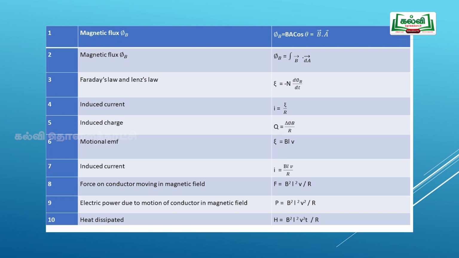Once you have EMF, it is easy for you to find current. It is voltage by resistance according to Ohm's law. So, xi by R, that is the next one. The fourth one is charge. How to find the charge? Again, go back to the first. What is xi? d phi B by dt. What do you want? Charge. What is charge? I is equal to dq by dt. So, dq is equal to I dt. What is I? I is xi by R. So, substitute for it. Finally, you land up with the formula Q is equal to del phi B by R.